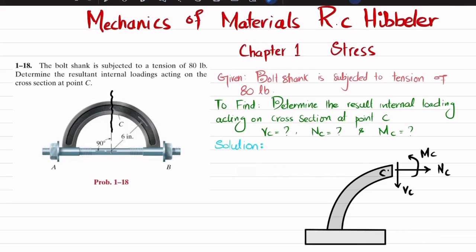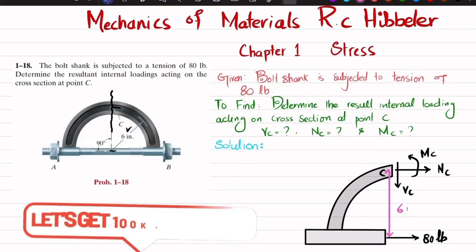We have been given that in this shank of the bolt we have a tension, so the force that is exerted by this bolt on this portion will be in this direction, and this will be 80 pounds. So this force will be 80 pounds. Also, from point C till this, the radius is given as 6. So this distance from here till the middle is 6 inch.